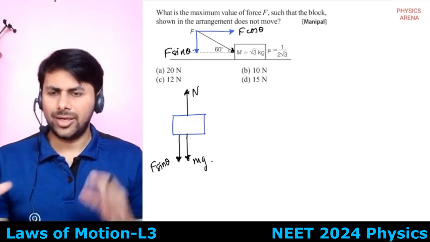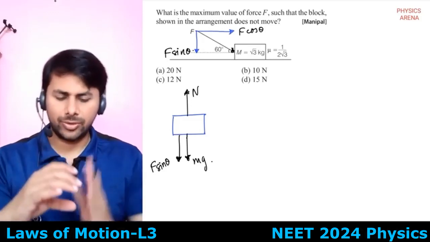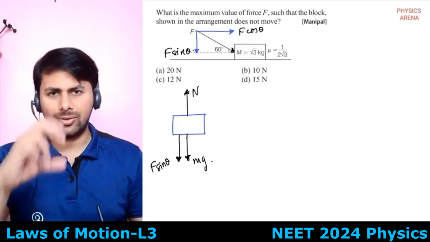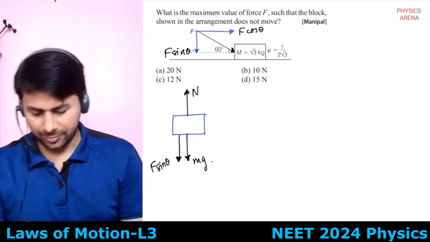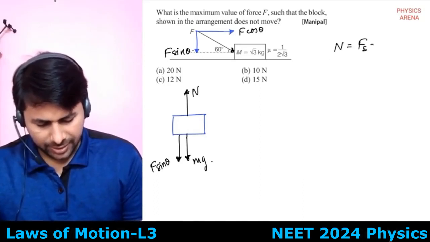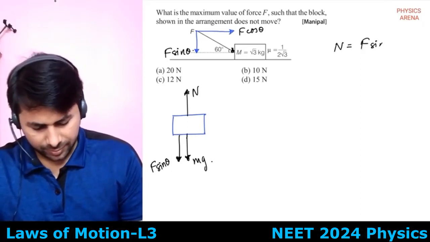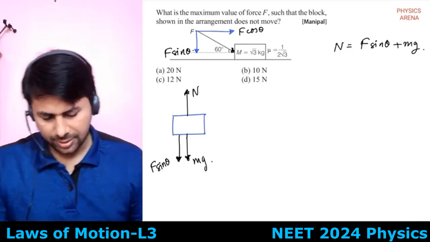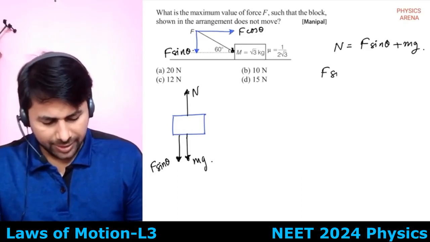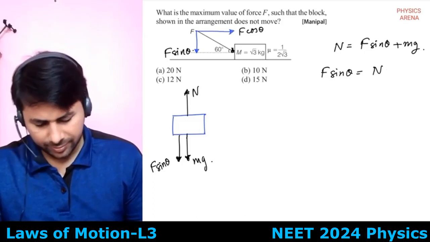Yes, no? Net force should be balanced. The force which is acting vertically upwards, same force should be acting vertically downwards. Then only there would be no acceleration in vertical direction. So I can say N is equal to F sine theta plus mg. And I want F. So F sine theta is equal to N plus mg. No, N minus mg.